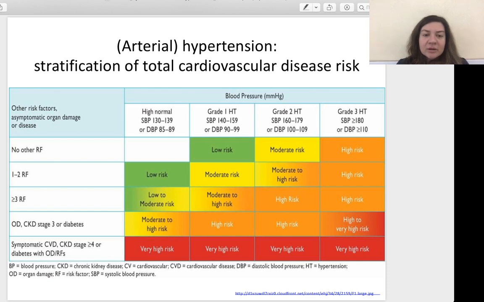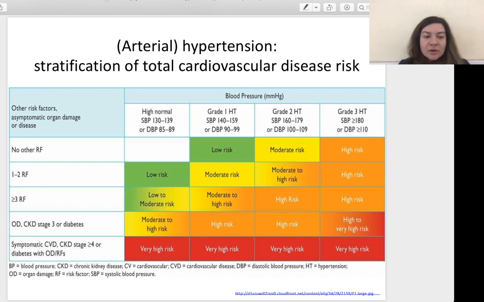It will be a point with the score level of score for general cardiovascular risk. And it depends on the presence of risk factors. You see in the first column: no other risk factors, 1-2 risk factors, 3 or more, or some severe risk factors like kidney problems, stage 3 diabetes, etc.